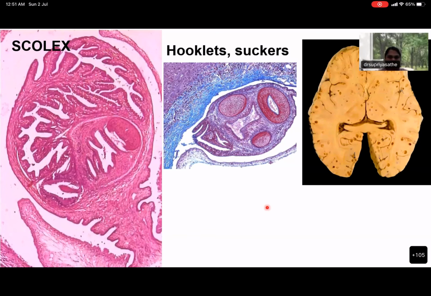Beautiful, picture perfect. This also is a scolex. Cysticercus, very good. Yeah, so you can see the hooklets and the sucker so beautifully. Unlike hydatid, this will have a single scolex. And this is a brain.